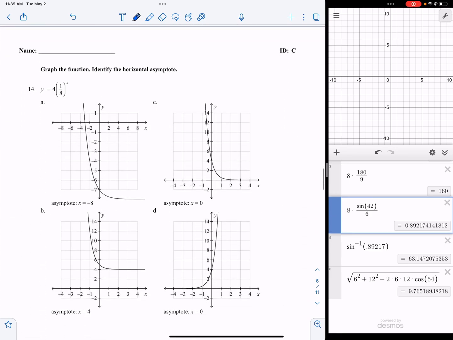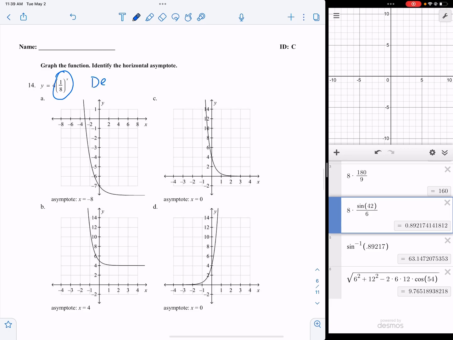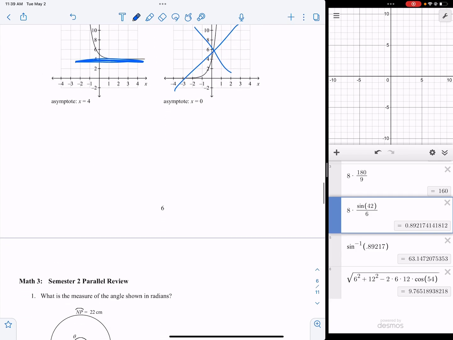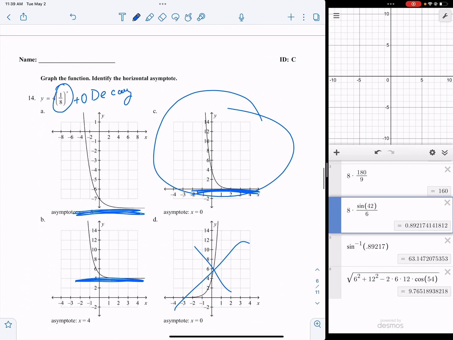This is less than 1, so it's decay. And the asymptote, again, there's no number afterwards, so it's +0. So decay and 0. This is growth. This is decay, but it's at 4. This is negative, I don't know, 9 or something. And this is 0. So C.